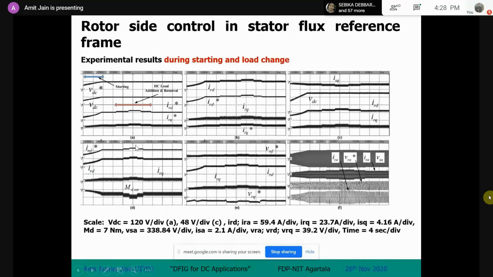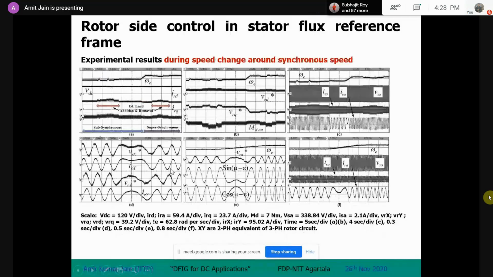These are experimental waveforms. We are able to create a grid. This is grid creation starting, and then maintaining it for load variations. And this is AC. Again, as I said, in the DFIG system also, you will have subsynchronous mode and supersynchronous mode, with the speed variation from 0.9 to 1.1 or something.